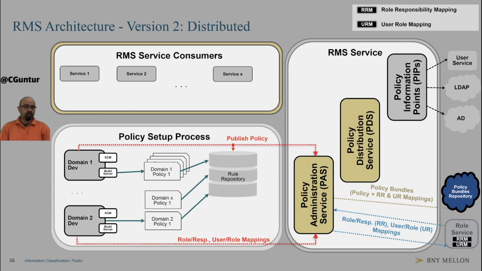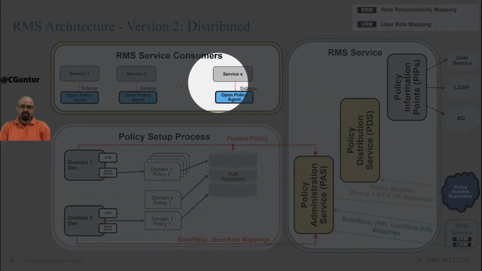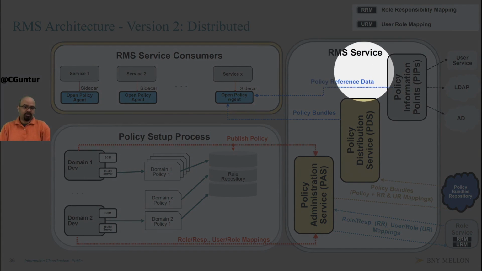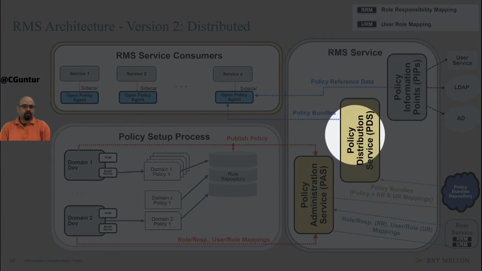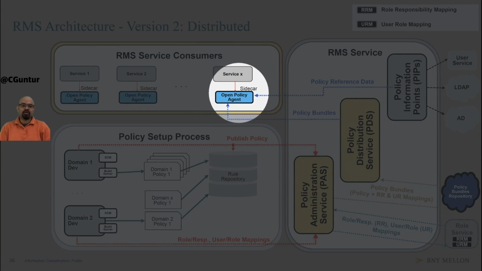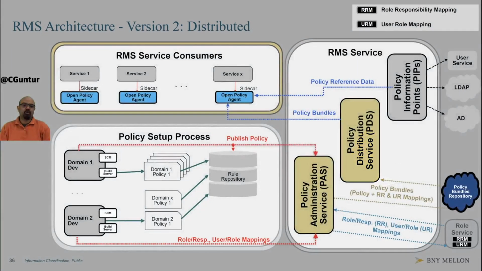There is now a policy distribution service, and this distribution service is the consumer of the policy repository. Now, instead of there being a centralized sidecar in the responsibility management service, the sidecars are now moved into the individual services. So services now run a sidecar of Open Policy Agent and consume information from the policy reference data endpoint, and also consume policy bundles from the policy distribution service. So evaluations for a given service are made at their own sidecars and not made centrally. It is no longer a federated, rather a distributed system.